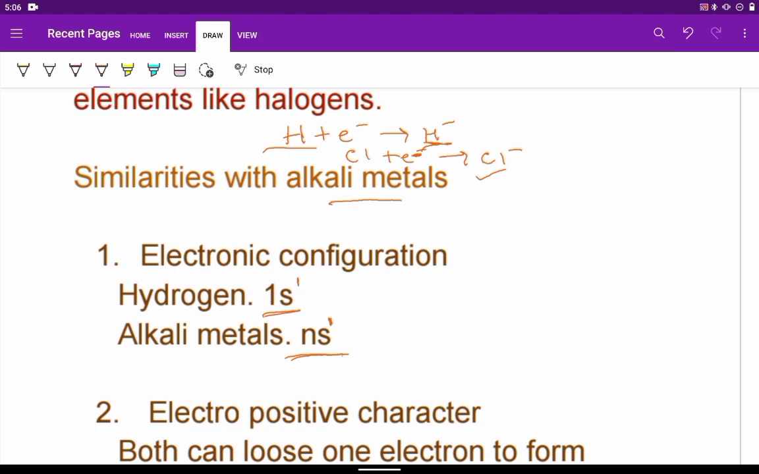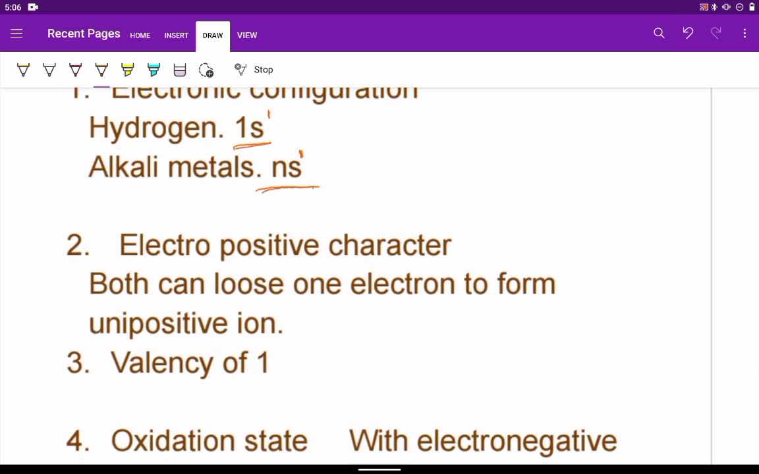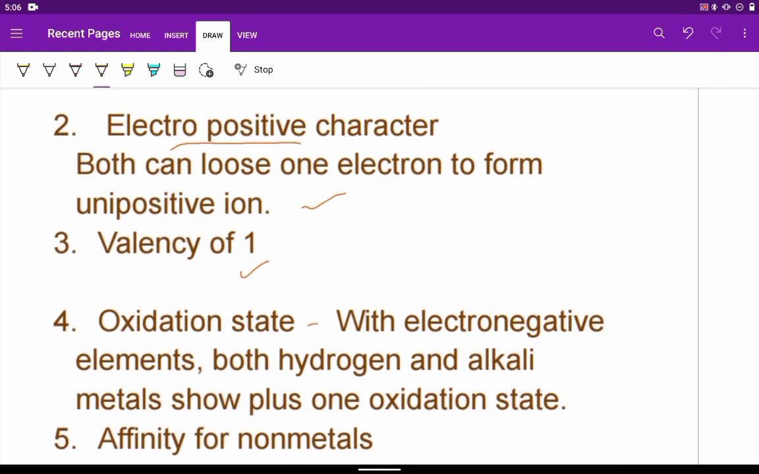And here we find that both hydrogen and alkali metals have only one electron in their outermost shell. So this is one similarity. Since they have only one electron in their outermost shell, they both exhibit electropositive character, as we have seen. Both can lose one electron, and we get a unipositive ion in both cases. Since they can lose one electron, they can exhibit a valency of 1. Both hydrogen and alkali metals have similar oxidation states.